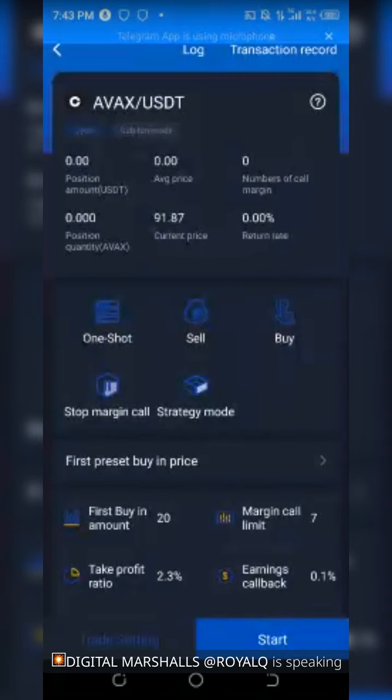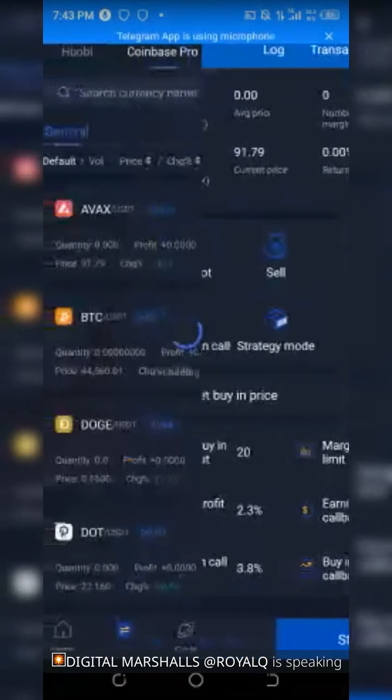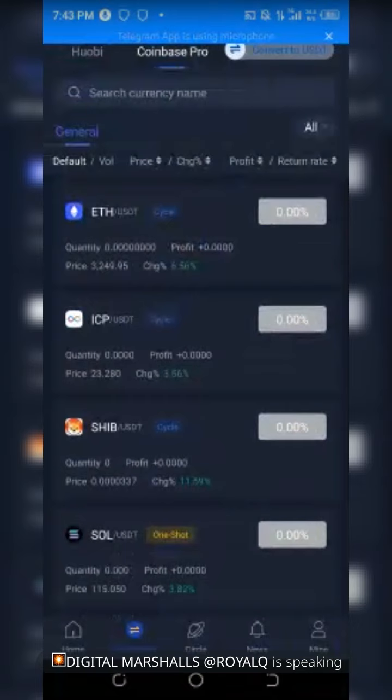Okay. Now, if you don't want to be setting these trades continuously, you want this particular setting customized on your phone, so that anytime you pick a coin, you just tap on it and then automatically the robot will code it into the coin. So let's go and look for Shiba.